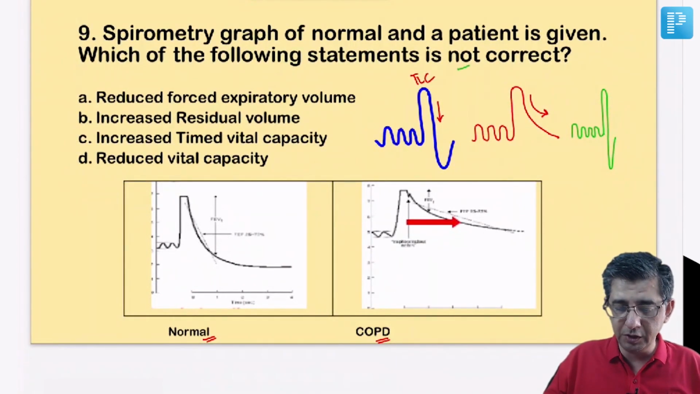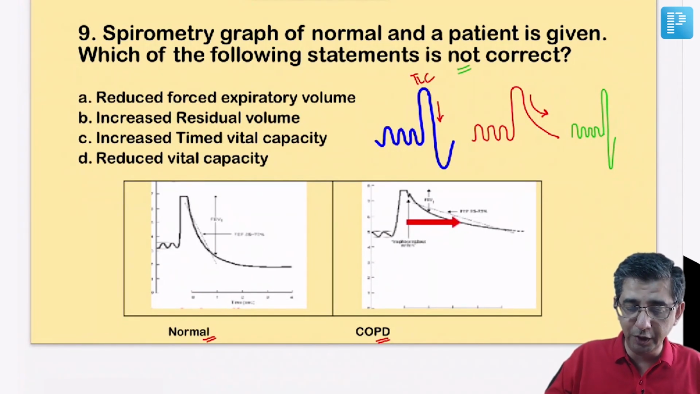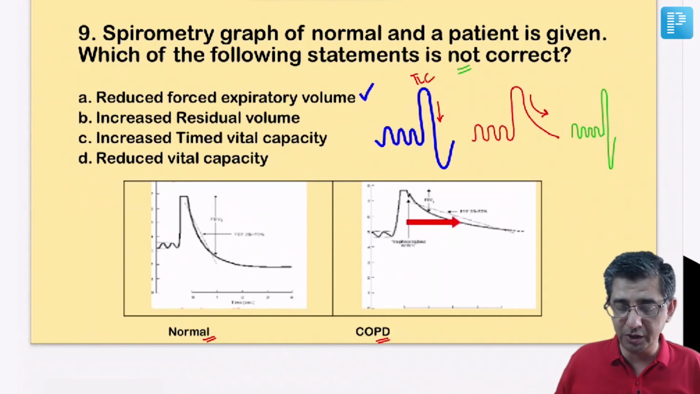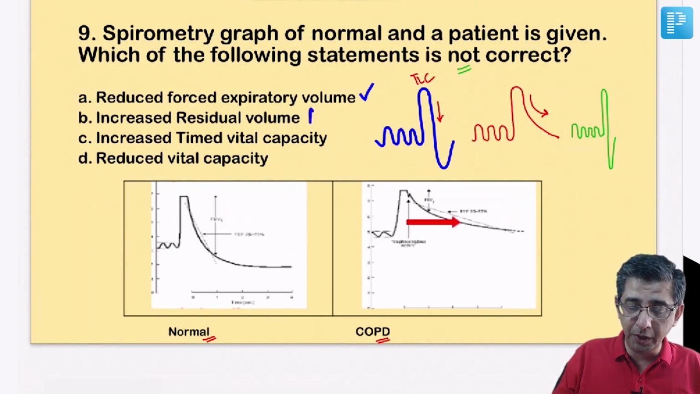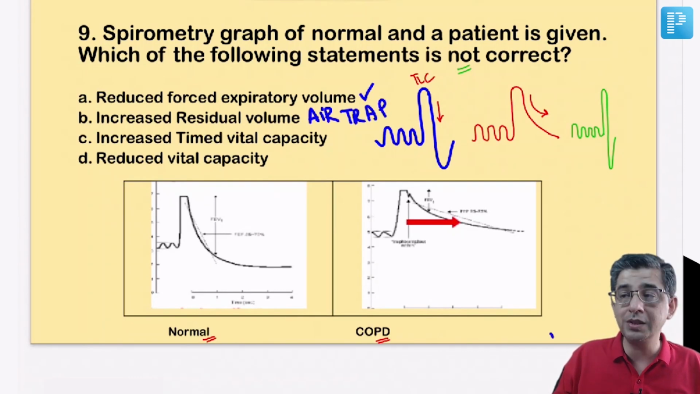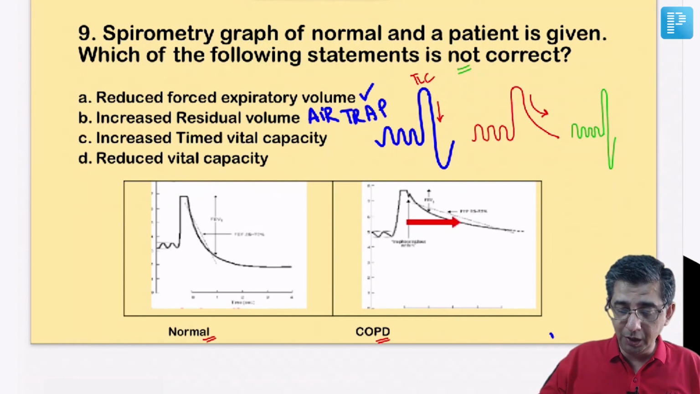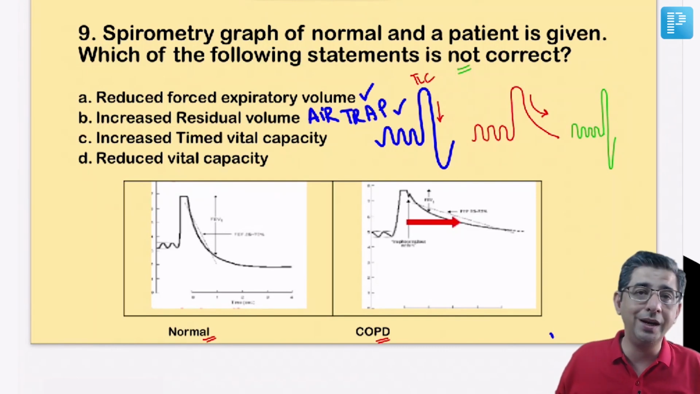He said, which of the following is not correct? Option A says reduced forced expiratory volume. Yes, we do get a lesser FEV1 in obstructive airway disease. Increased residual volume. Yes, because there is air trapping. One of the characteristic features of both COPD and asthma is air trapping. So A and B are definitely correct. We have to select between C and D.